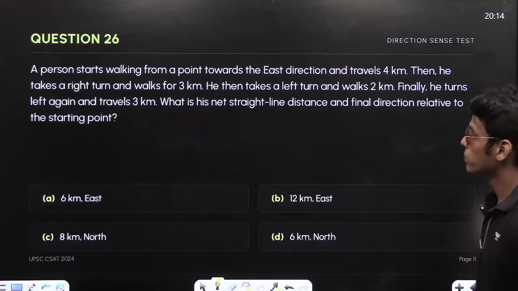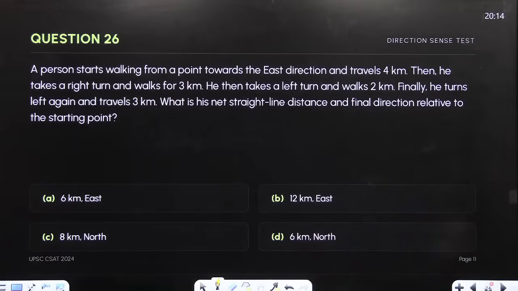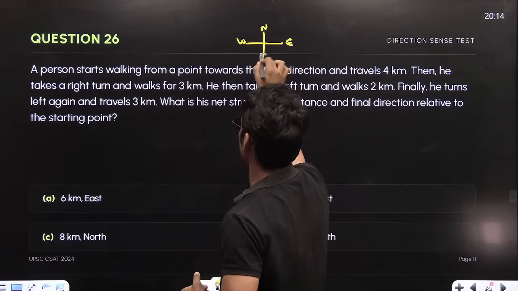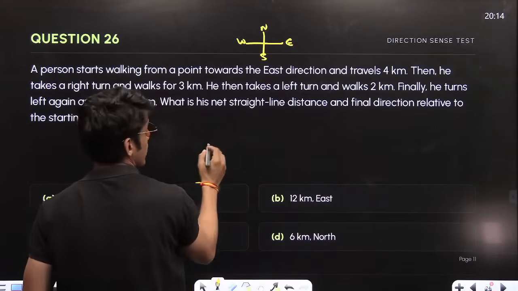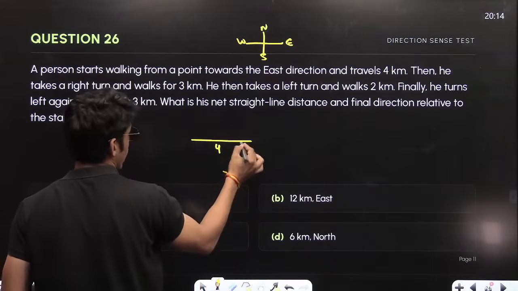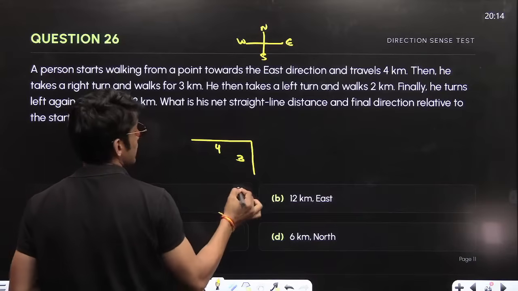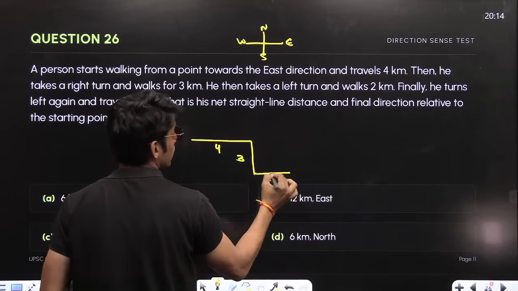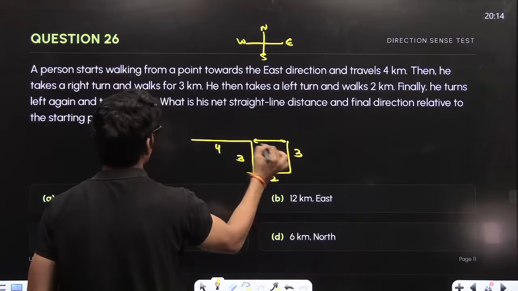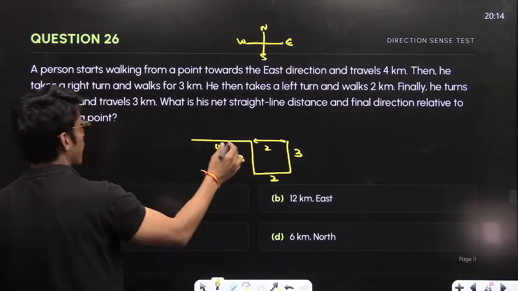Now, next problem. Problem number 26. Let's look at it very, very carefully. A person facing east travels 4 kilometers straight east. So this is like north, east, west, south. A person starts walking from the point towards east direction and travels 4 kilometers. Then he takes a right turn. Right turn is this, and walks 3 kilometers. He then takes a left turn and walks 2 kilometers. Finally, he turns left again and travels 3 kilometers. Right? What is his net straight line distance and final direction relative to starting point?